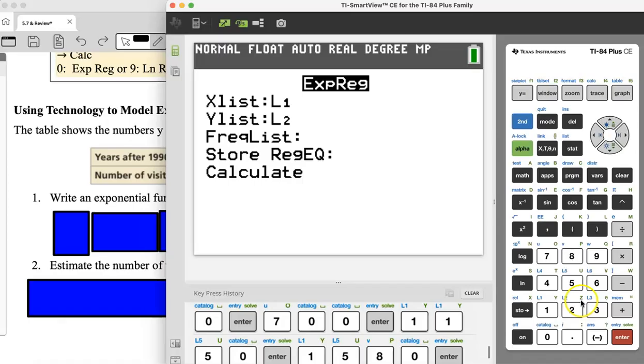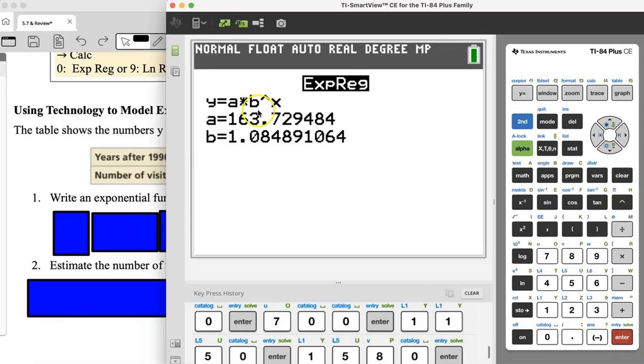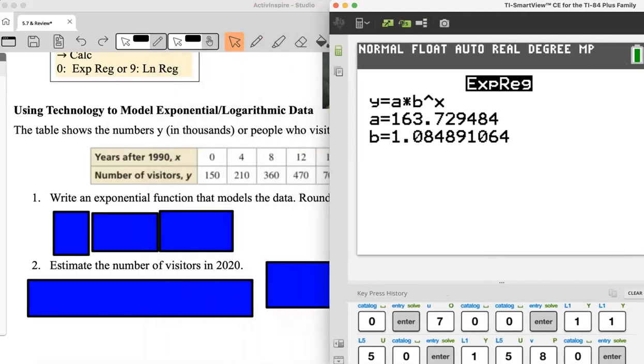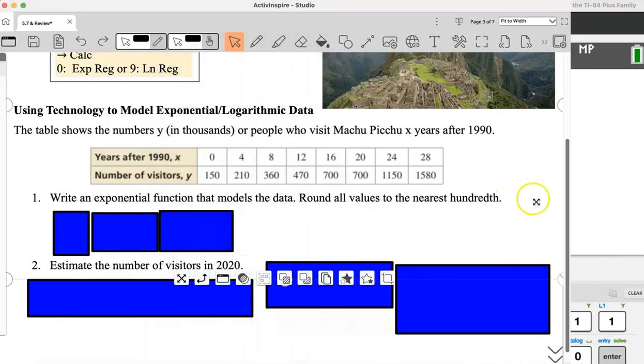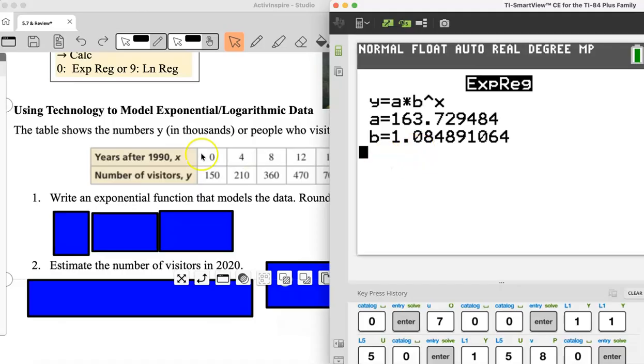If it doesn't, L1 is located in blue above the 1, so you would hit second 1 to get L1 to come up. You don't want anything in the frequency list, and then scroll down to Calculate and hit Enter, and then here is our answer. So notice it wants you to write it in the form y equals a times b to the x, and then the directions say round all values to the nearest hundredth, which would mean 2 decimals.